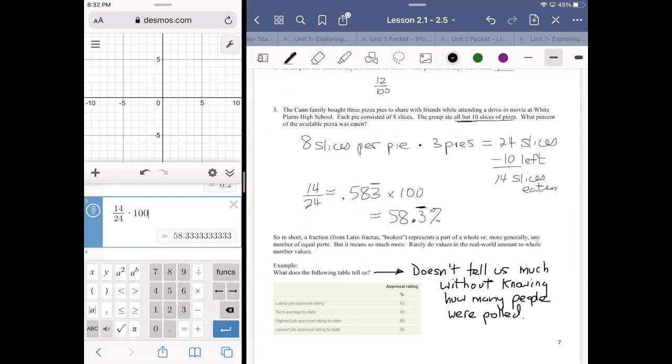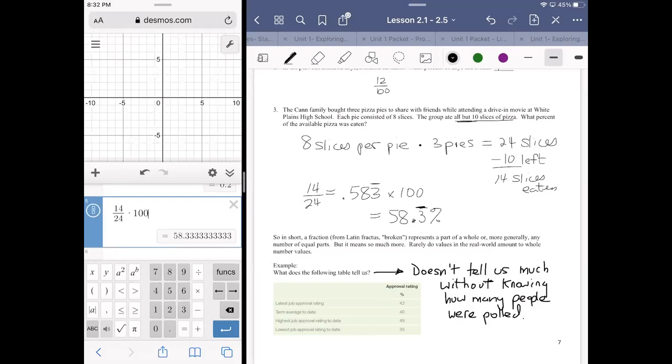If I tell you that I ate 58.3% of the available pizza, but I don't tell you how many slices were available to begin with, you could correctly assume that there was only one slice available and I ate a little bit more than half of that one slice. All right, so a completely different conclusion. I mean, this is pizza that was shared with a bunch of people, but let's say I'm an animal and I'm just going after it. You gave me three pies of pizza. Honestly, I could do 14 slices. That's totally within my wheelhouse.